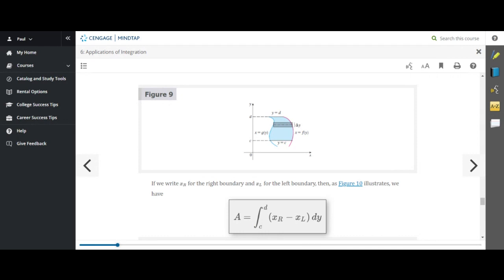And you're integrating with respect to y, because look in the picture there. In figure 9, how would you approximate the area using rectangles? You would use horizontal rectangles, right? You wouldn't use vertical rectangles. That's not going to work. You have to use horizontal rectangles.